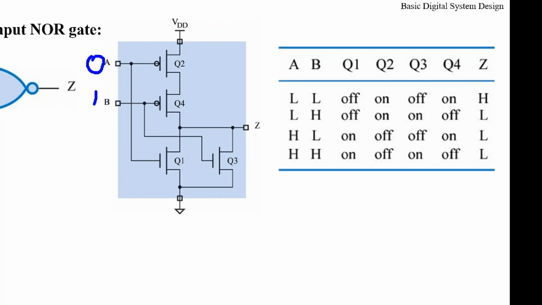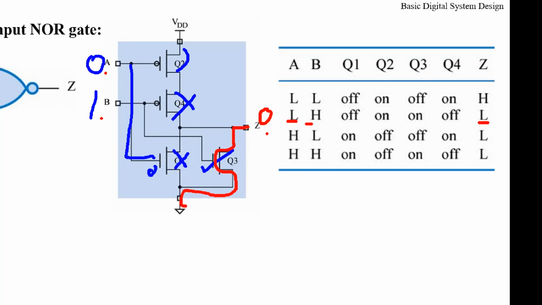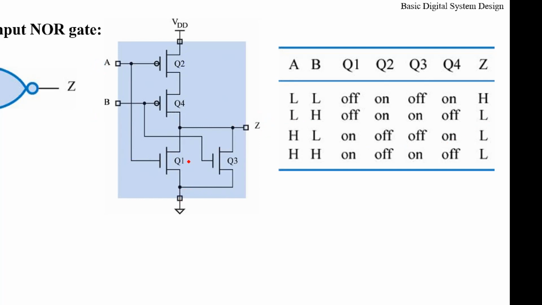But if you apply 0, 1, this is active low, right? That means this one is on, active low, but you apply 1, so this one is off. 0 here, this one is off because it's active high. 1 here, this one is turned on. So now the output connects to ground, so it becomes 0 here. That means when you apply 0, 1, the output will be 0. Okay, low, high, output becomes low. You can analyze something like this.